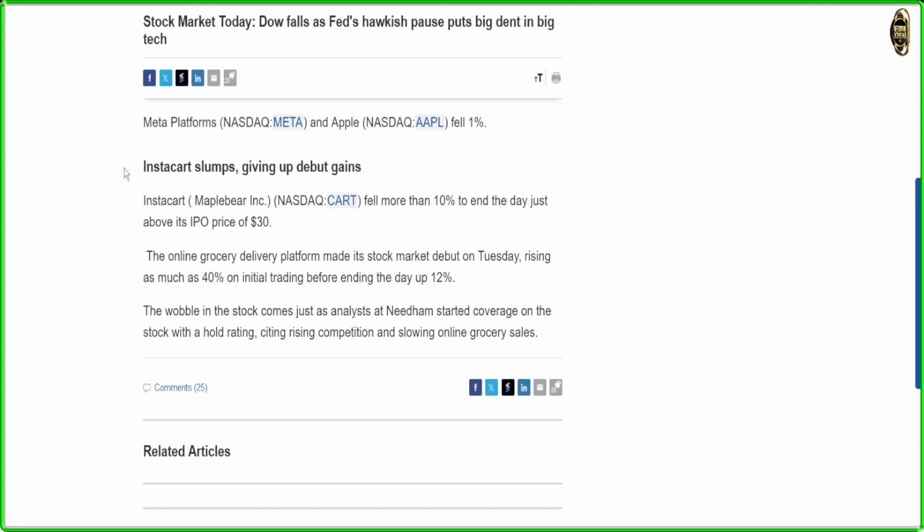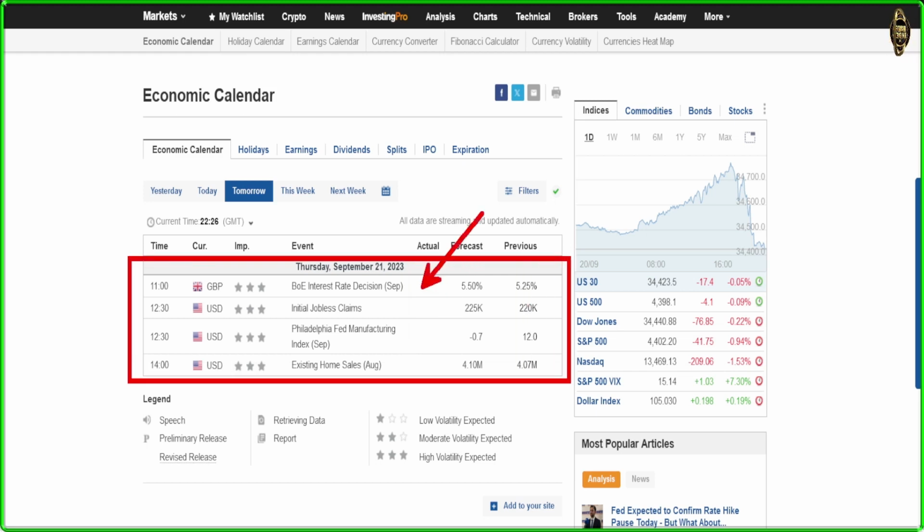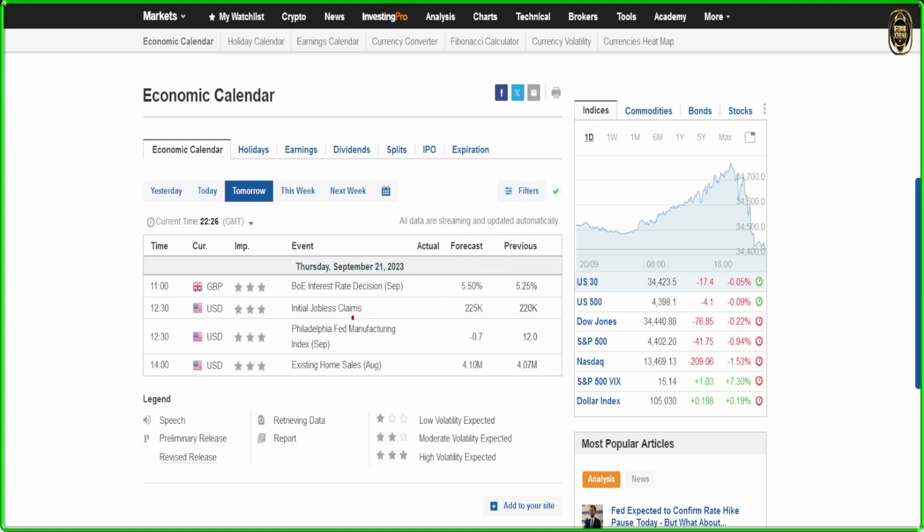Now let's look at the coming news for today. The coming news for today, guys, as you see, is here. We have the Bank of England interest rate decision coming today. As you see, the forecast is that the Bank of England is going to increase interest rates by 0.25%. It's going to come at 11 o'clock GMT time. Then you change it to your local time depending on where you are in the world. Plus here we have initial jobless claims, the Philadelphia manufacturing index, and existing home sales. All of those are going to come between 12:30 and 2 o'clock GMT time.